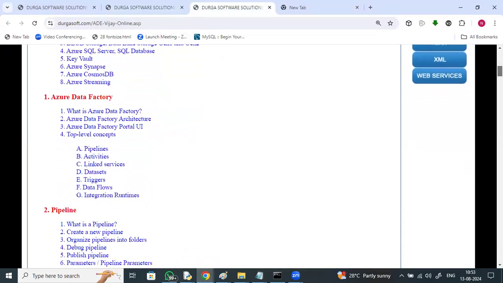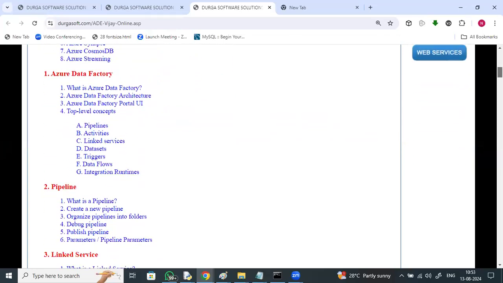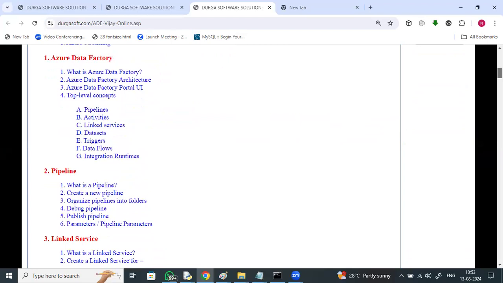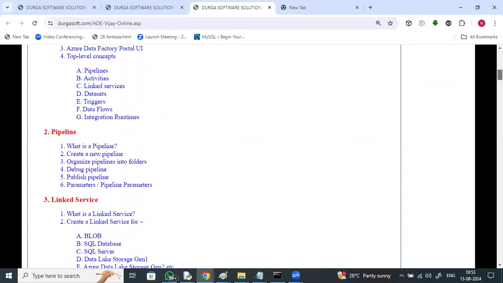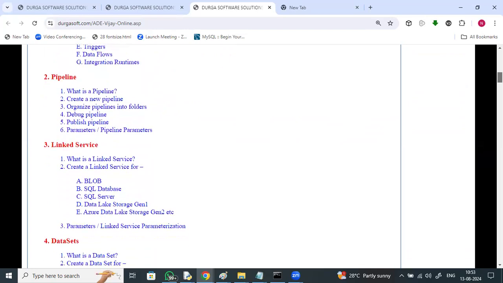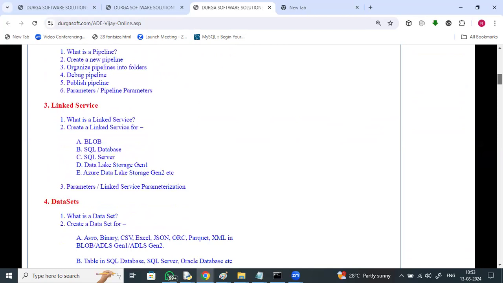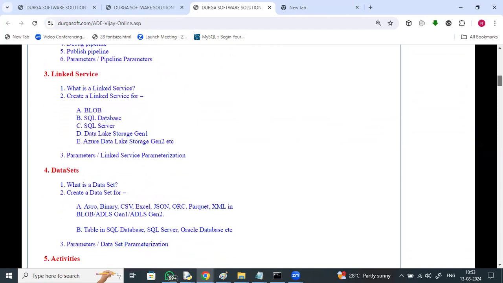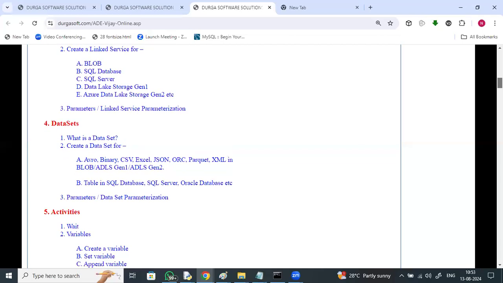Databricks. So first I'll be giving an overview of all the services. Data Factory: top level concepts, pipelines, activities, linked services, datasets, triggers, integration runtime. What is a pipeline? Creating new pipelines, debugging, publishing, linked service. What is a linked service? Creating a linked service for blob, for SQL database, SQL Server, right?